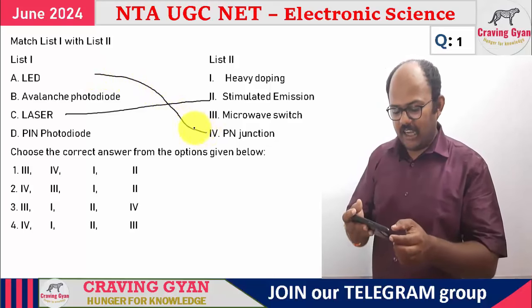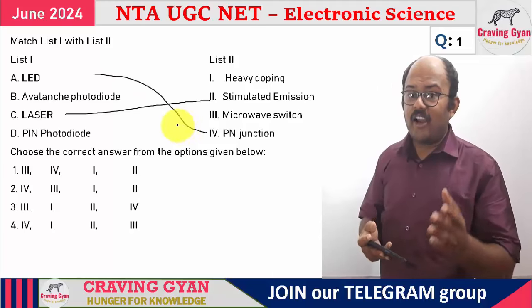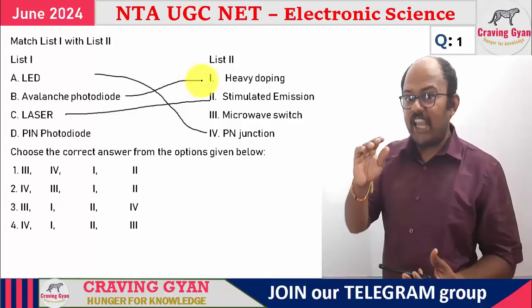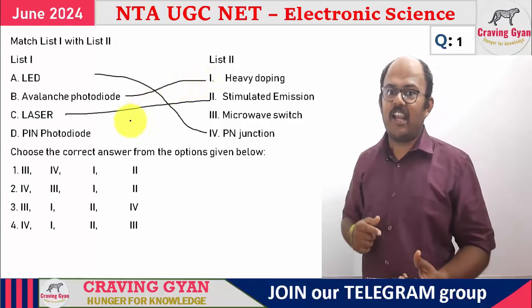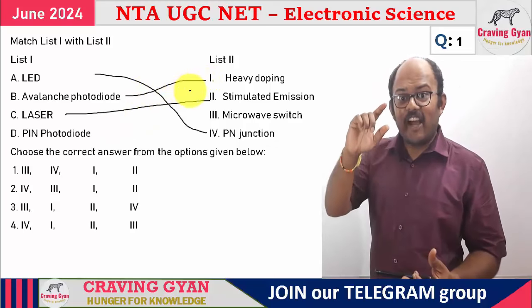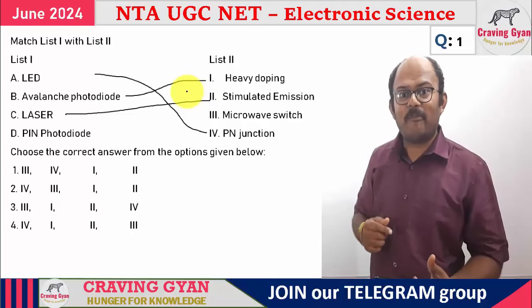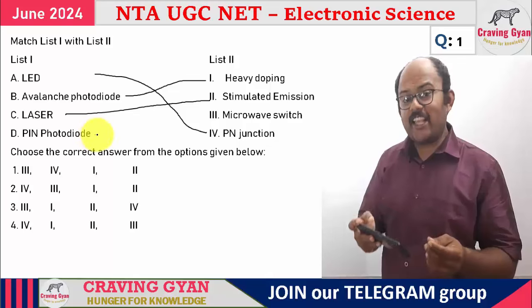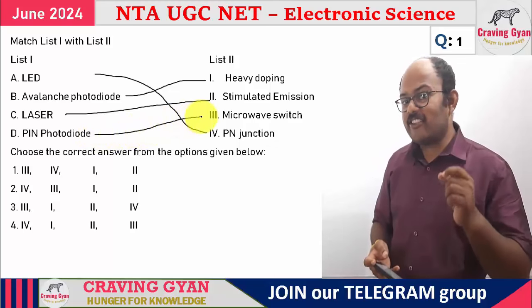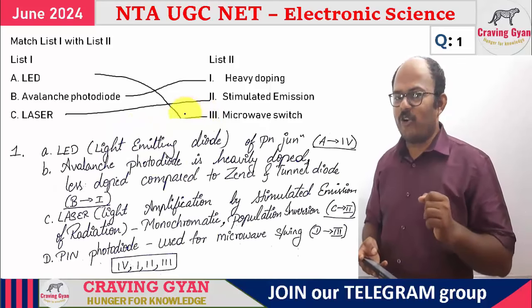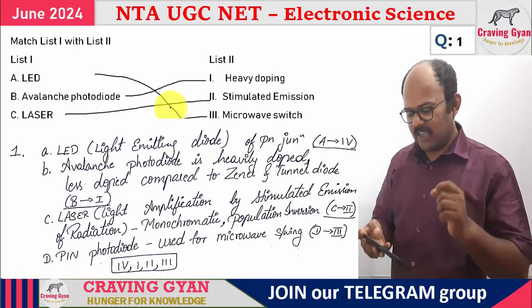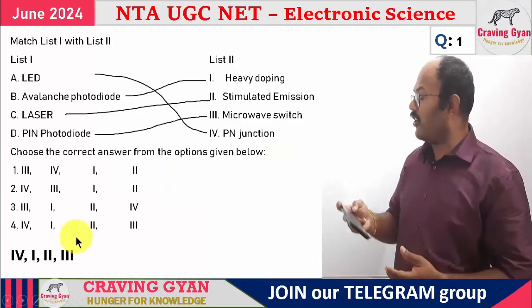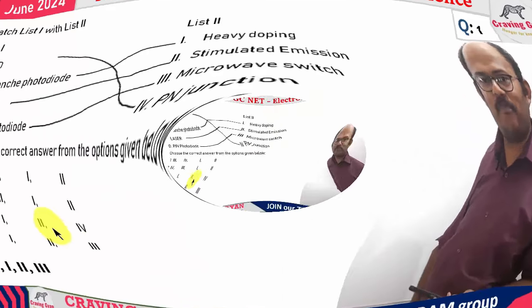Right, now look at the things. Avalanche photodiode is heavily doped, but if I am considering zener diode and tunnel diode, they are very much more highly doped when compared to avalanche photodiode. Next, in the case of PIN diode, where we are going to use it is as a microwave switch. So the corresponding option that follows, option 4, is correct.